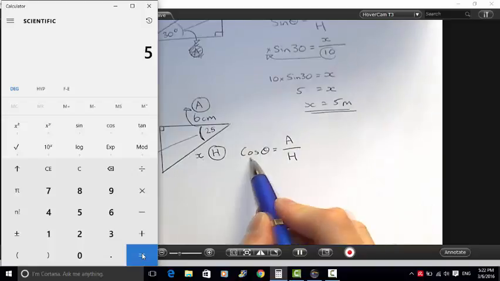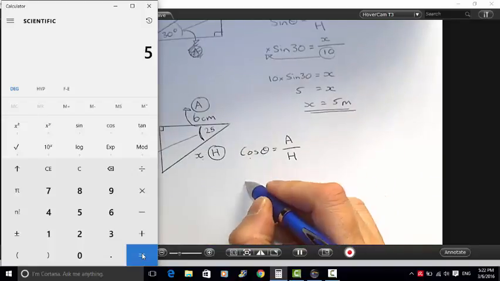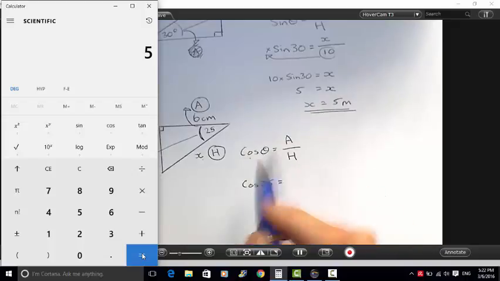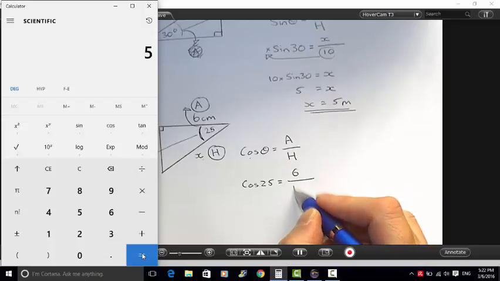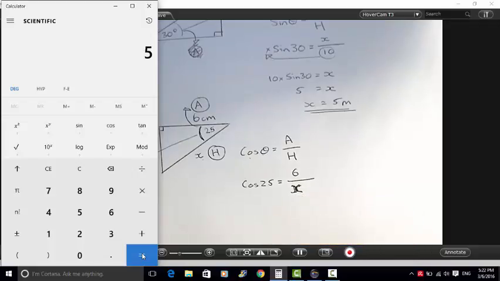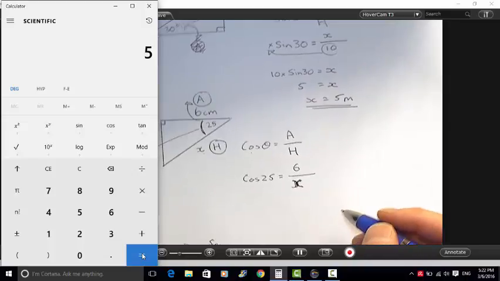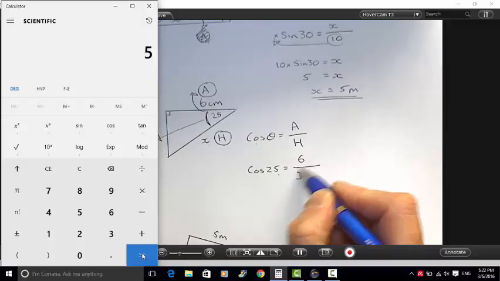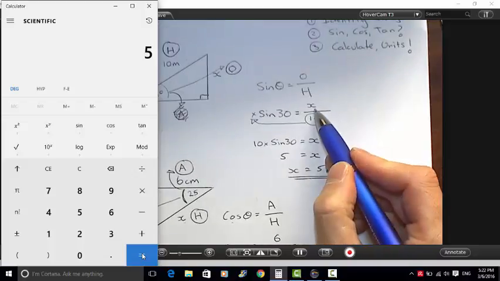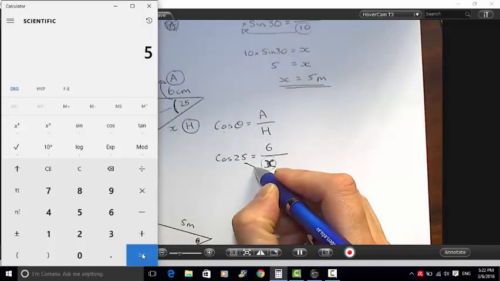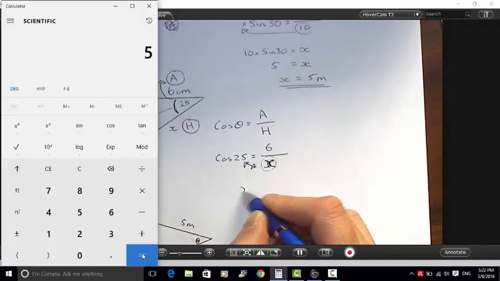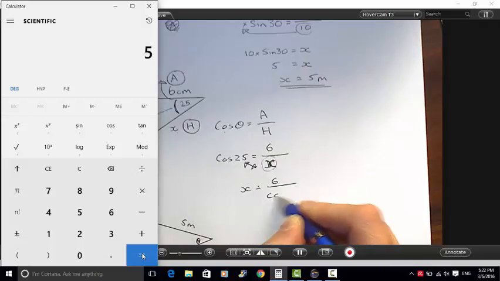So cosine of the angle, well, the angle is 25 degrees. The adjacent is 6 centimetres. And the hypotenuse is what we're trying to find out, and they've called that x. Now we need to use our algebraic skills again. If you're not quite sure on how to work this one out, the unknown is on the bottom. With the previous one, the unknown was on the top, the numerator. This one, the unknown is on the bottom. What we do is we basically swap those two over, so we get x equals 6 divided by cosine of 25.